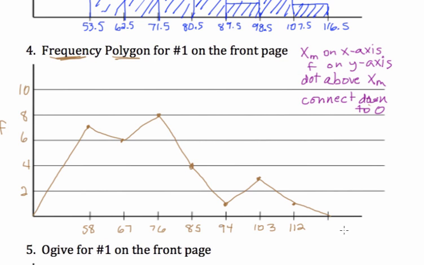Some things to remember about frequency polygons. The midpoint is on the x-axis. The frequency is on the y-axis. There's a single dot at each frequency above the midpoint. And don't forget to connect your polygons down to 0 so that it completes a polygon.